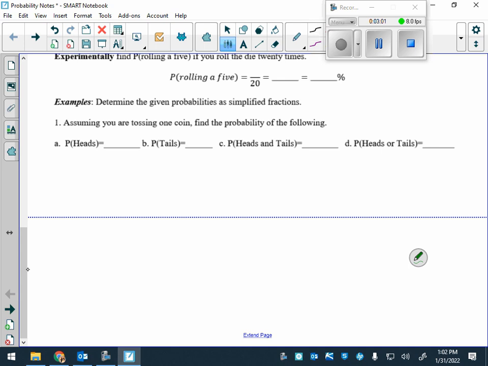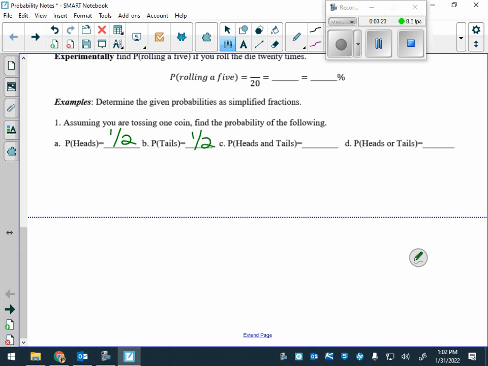Assuming you're tossing one coin, find the probability of the following. What's the probability of landing on heads? Louise. 50%, 1/2 as a simplified fraction. What is the probability of landing on tails? Wes? 1/2, good.